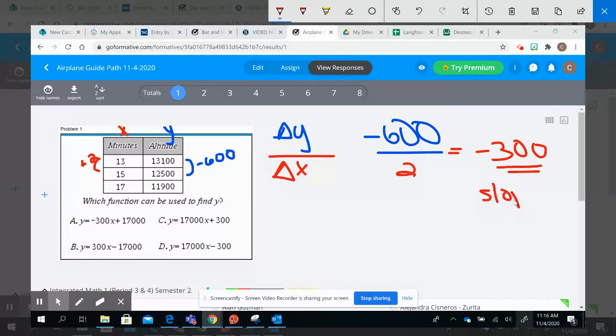And slope is always next to an X value or variable. So without doing any work, I know the answer should be A, because I got negative 300 here. But I also have a negative 300 here, but it should be next to X. But just in case, I'm going to use Desmos to verify that this is what I'm getting. Because the y-intercept, I'm like, okay, where's it hitting 0? I don't know yet. So let me do that.